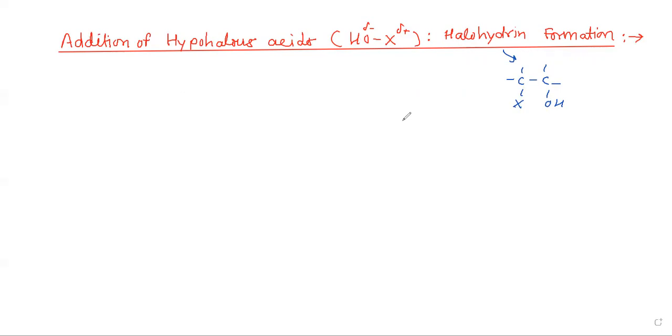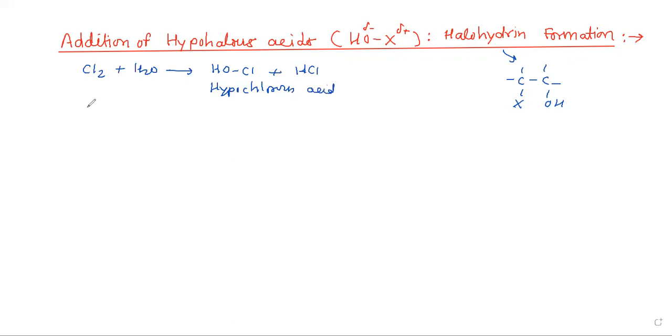Now these hypohalous acids, how are they prepared? Hypohalous acids are prepared by reaction of halogen with water. For example, we can write here chlorine plus water. You will get HOCl plus HCl, and this HOCl is called hypochlorous acid.